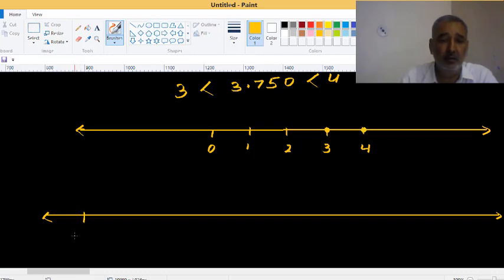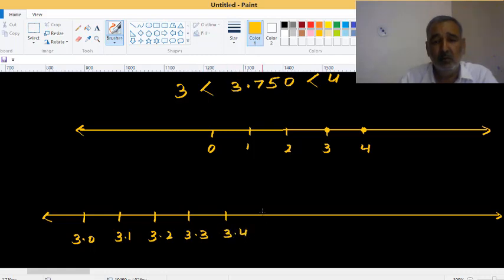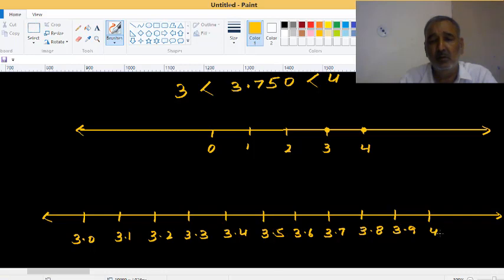This is 3.0, 3.1, 3.2, 3.3, 3.4, 3.5, 3.6, 3.7, 3.8, 3.9, and this is 4.0.